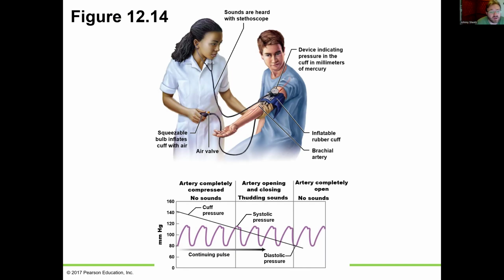So here's how someone is taking blood pressure using a blood pressure cuff. And again, they're going to be listening for the start of the thudding noise and the end of the thudding noise, and that's going to establish the systolic and diastolic range, which is going to be presented as a fraction.